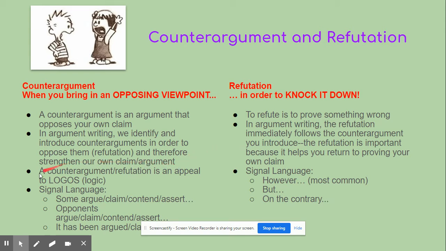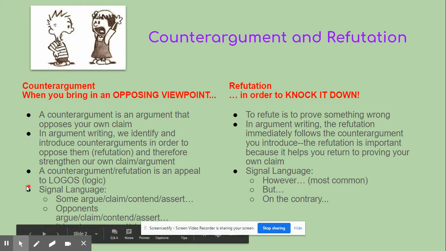This technique is part of logos. If you remember the appeals that we learned, ethos, pathos, and logos, this would be an appeal to logos. It's a logical thing to do. Even though it sounds strange to bring in the opposition, to bring in something that's the opposite of what you're trying to prove, when done right, it's actually really logical. It shows your audience that you've researched every possibility, even those who oppose your claim, and you have proven them wrong. And here's why.